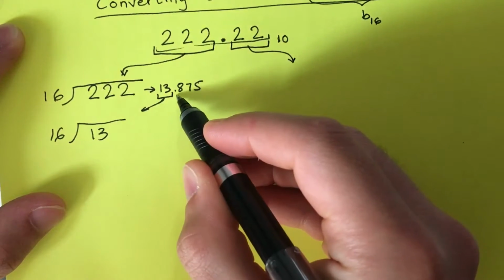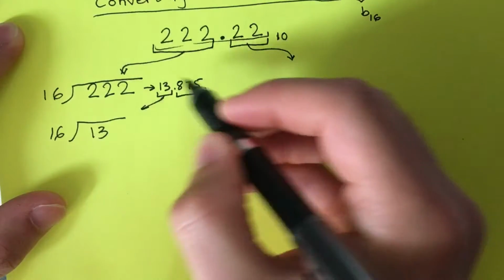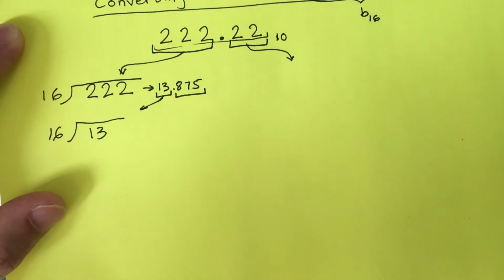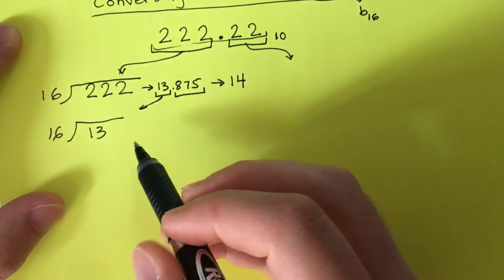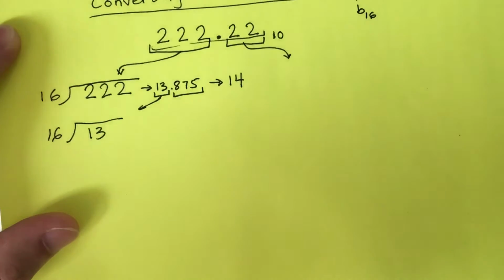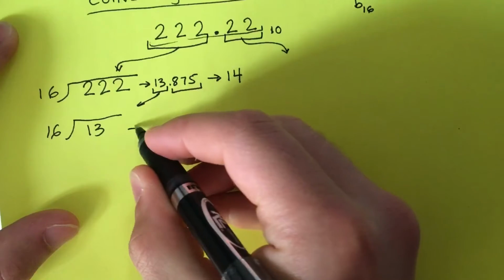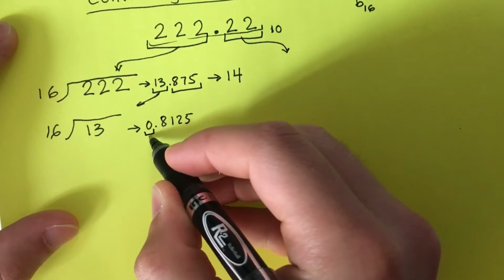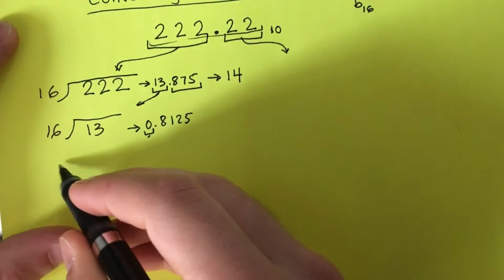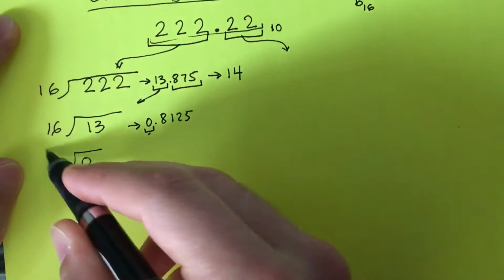So we have 0.875. We're going to multiply that by 16, and punch that into the calculator, you get 14. And then we're gonna divide 13 by 16, and then you get 0.8125. This portion we're gonna take under the division, that would be 16 divided by 0. We're just gonna be getting zeros over and over, so we could just stop right here.